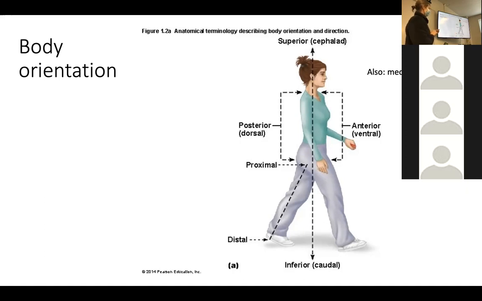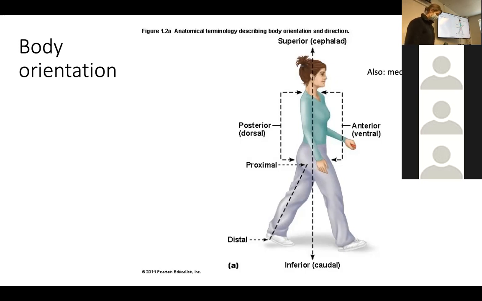Proximal distal gives people a little bit of trouble. Just make a note that proximal and distal is really only used on your limbs, so your arms and your legs. Proximal means that something is closer to the trunk of your body. Distal means it's further away. It's a distance away. I guess that's how I think of it.